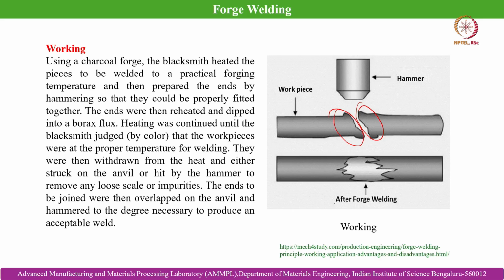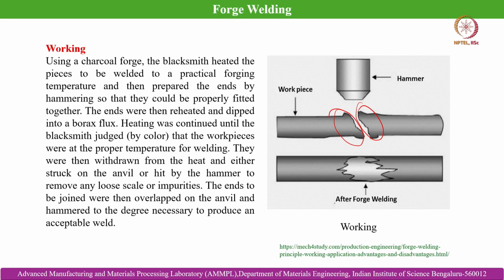They are basically heated by charcoal, and the blacksmith, after heating the workpieces to a practical forging temperature, does end preparation by hammering, so that they could be properly fitted together. The ends were then reheated and dipped into a borax flux. Heating was continued until the blacksmith judged by color that the workpieces were at a proper temperature for welding. They were then withdrawn from the heat and either struck on the anvil or hit by hammer to remove any loose scale or impurities. This is the initial step of joint preparation, or preparation of the faying surface.